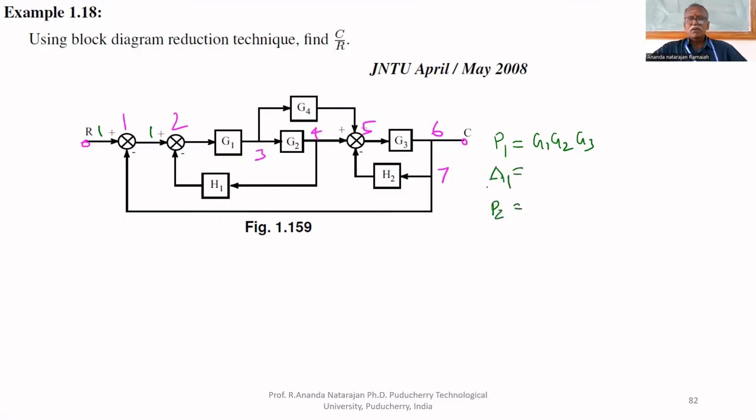Then P2. This is another forward path, that is G1, G4, G3. We have to find delta 2. Now we have to find delta. Delta 1: what is the first forward path? This is the first forward path. No loop is not touching the first forward path. Therefore, delta 1 is 1. Delta 2: this is the second forward path. No loop is there without touching the second forward path. Therefore, delta 2 also equals 1.